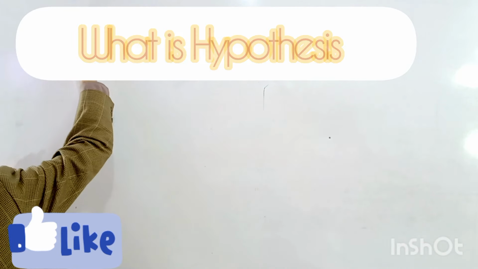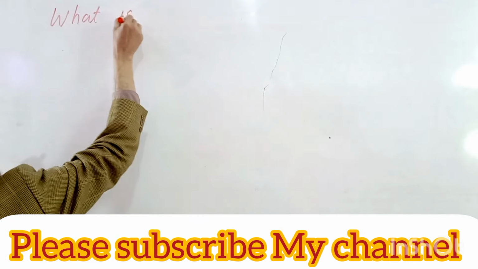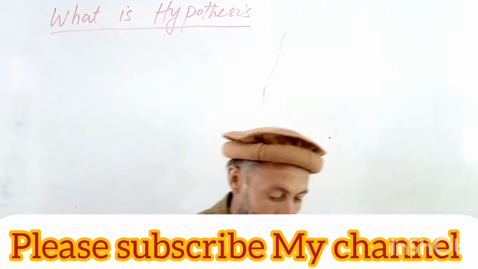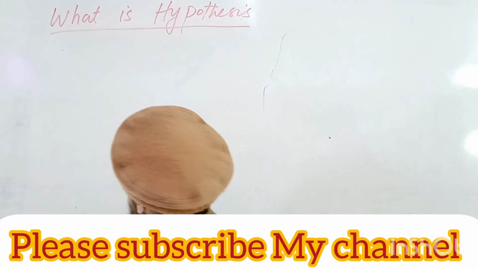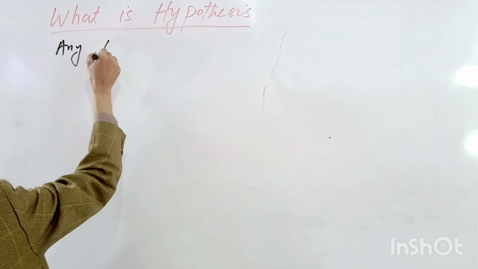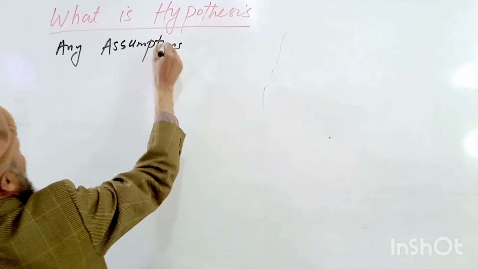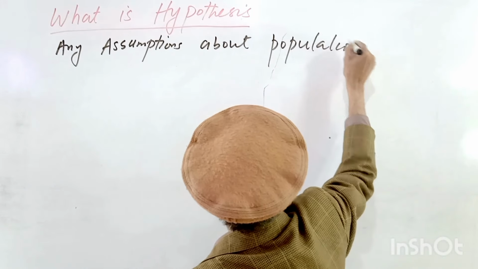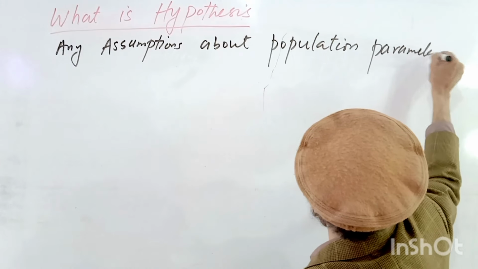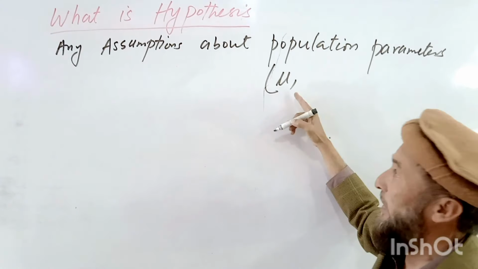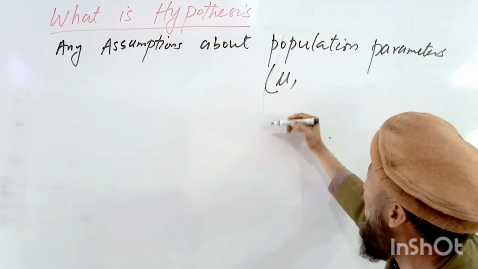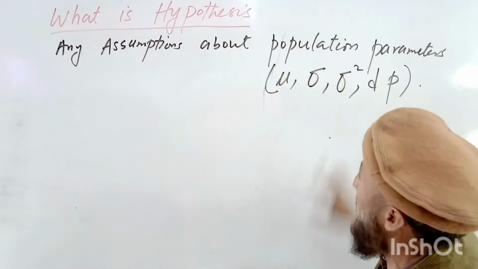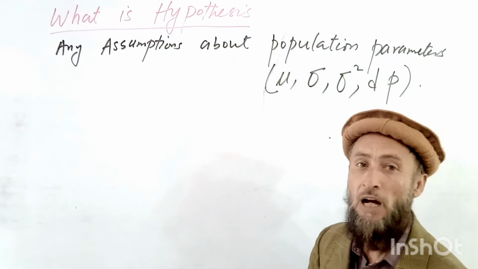What is hypothesis? This topic is very interesting. So we are directly defining it. Hypothesis means any assumption about population parameters. What are population parameters? It means we are taking an assumption about mu, the population mean, the population standard deviation, the population variance, and proportion. If we are taking any assumption about these population parameters, that is called hypothesis.